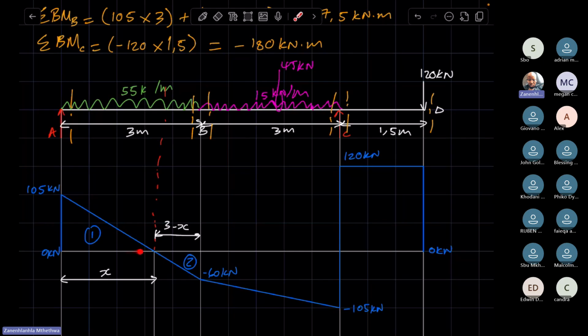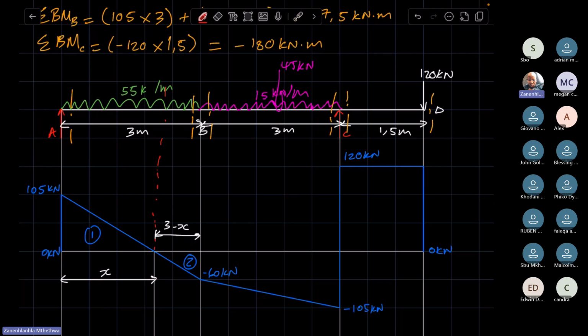Right, so that is to say, in calculating the weight of the UDL in this span, we say the 55 multiplied by the span of the UDL, which is this X value in this case, seeing that we're only looking at this span of the beam. Are we together there? Yes, sir.